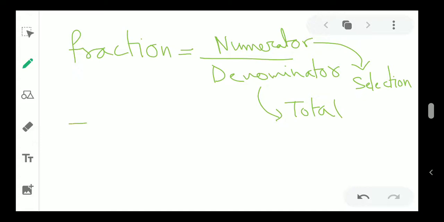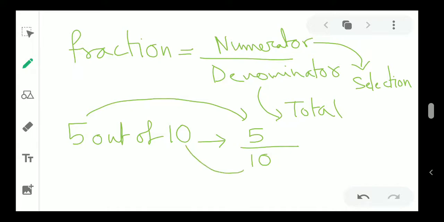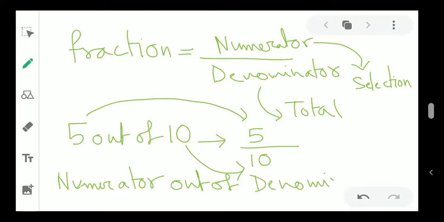Let's say I am writing that 5 out of 10. This thing in mathematics we represent as a fraction, as 5 will go into the numerator and 10 will come into the denominator. So this is the way of representing a fraction. So fraction means numerator out of denominator. So if I write here, I can write that numerator out of denominator.